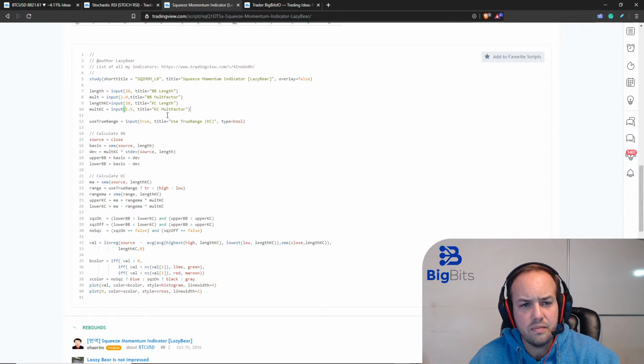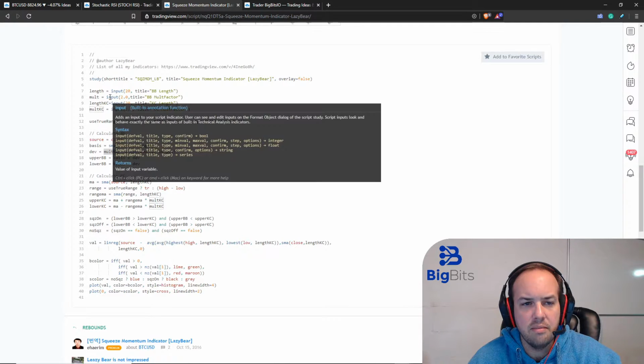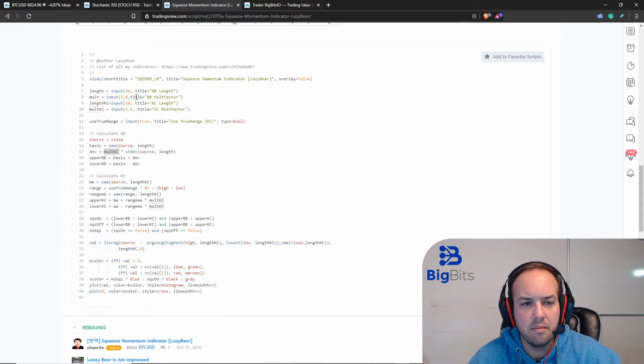So the first thing he does is he calculates the Bollinger Band, and I'm actually not sure if this is a bug or not, but he uses the multiplier for the Keltner channels here, which defaults to 1.5, but the Bollinger Band mult value is 2.0. So if you're using this and you're using the input for the Bollinger Band mult, then it might not be doing anything. So keep that in mind for now.